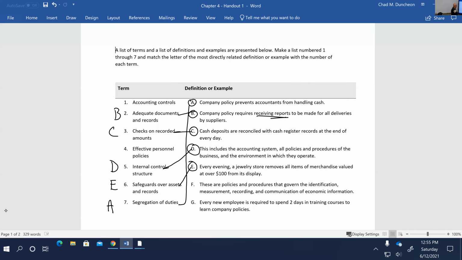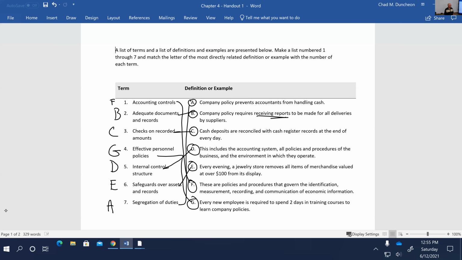These policies and procedures that govern the identification, measurement, reporting, and communication of economic information. What is the identification, measurement, recording, and communication of accounting information? Accounting, that is the definition of accounting. So those are your accounting controls. In G, every new employee is required to spend 2 days in training courses to learn company policy. That is an effective personnel policy.